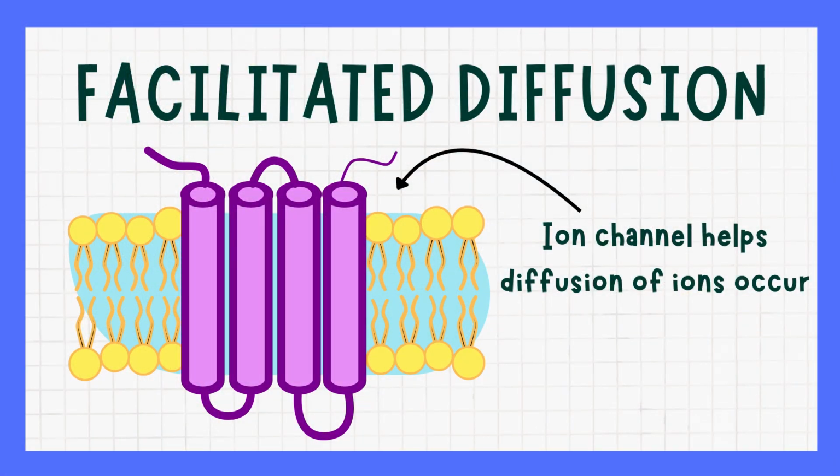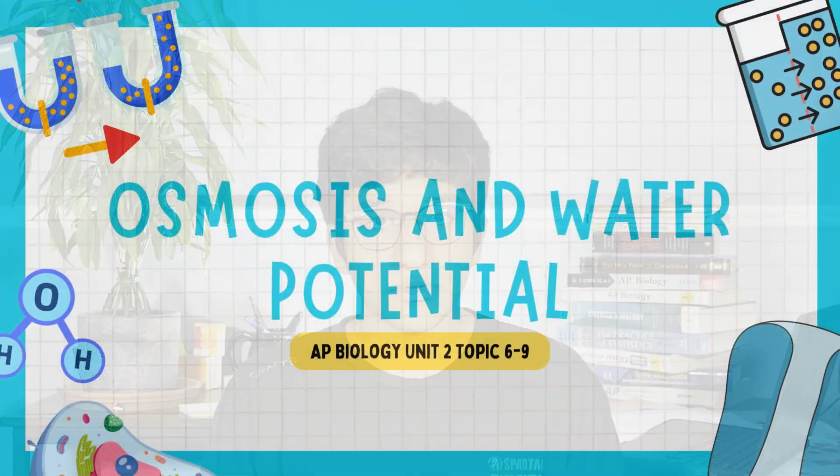Lastly, we have facilitated diffusion, which is when integral proteins facilitate diffusion across the membrane. From the last video, you may know of aquaporins and ion channels. These are examples of facilitated diffusion. A special type of diffusion is osmosis, which is the diffusion of water through a semi-permeable membrane.